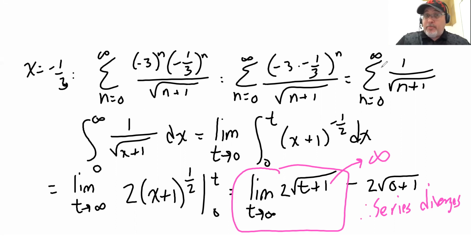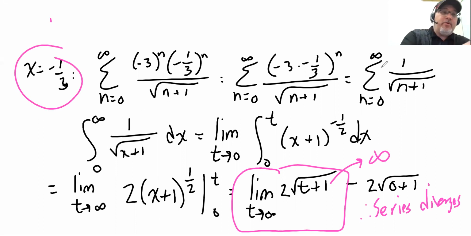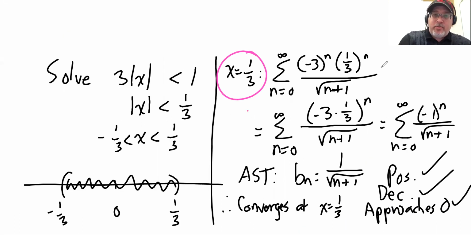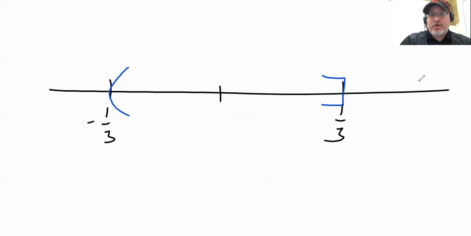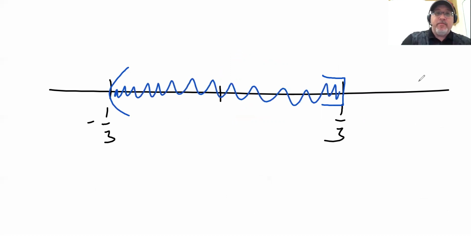So let's see what we ended up with. At negative 1/3, we got divergence. At positive 1/3, we got convergence, which means on our number line, if we were to shade between negative 1/3 and 1/3, then we would want a bracket on the 1/3, since we had convergence there, a parentheses on the negative 1/3, since we had divergence there, and everything in between.